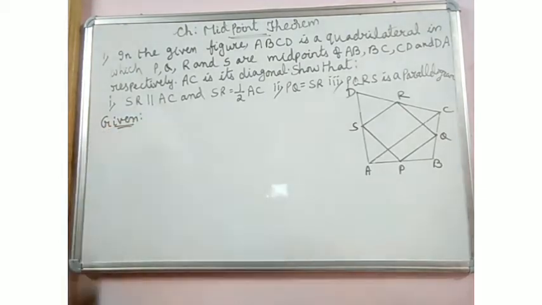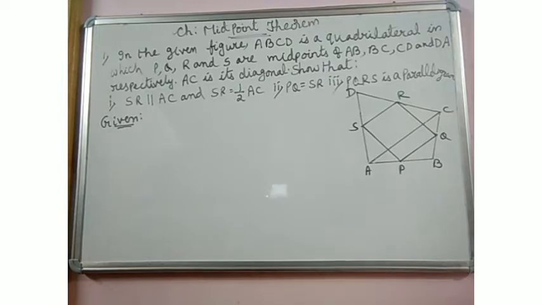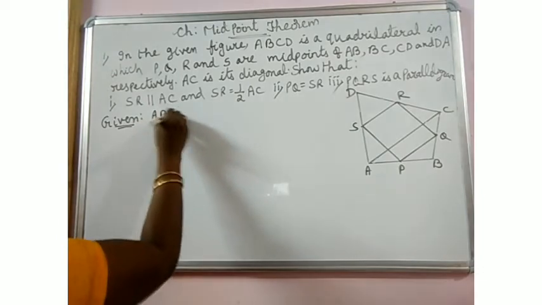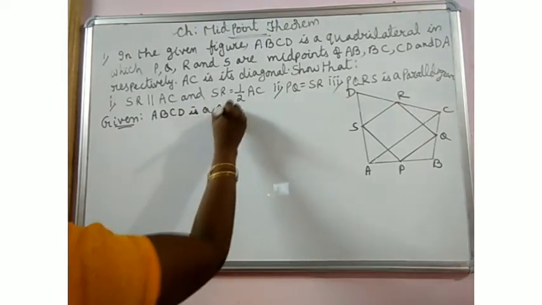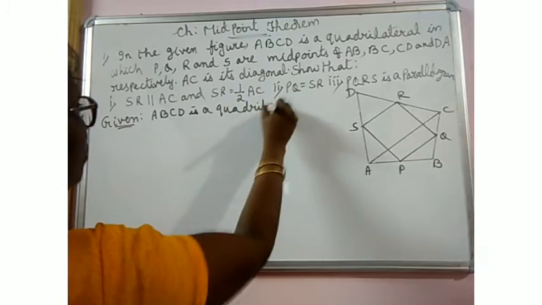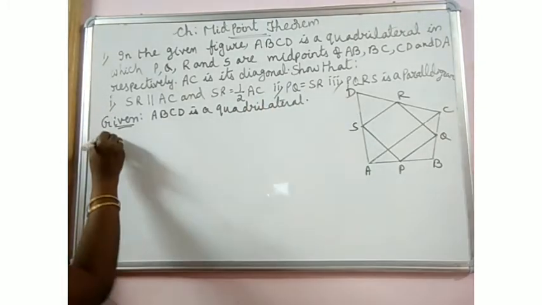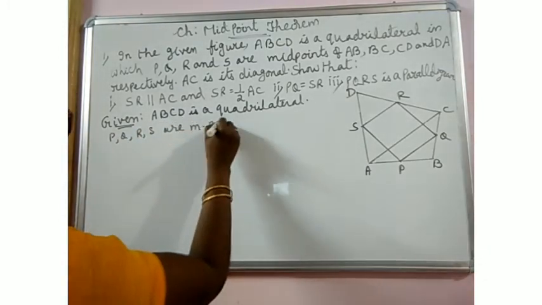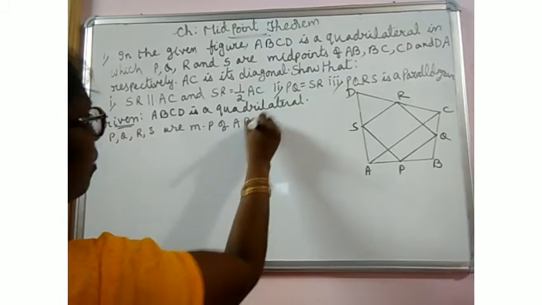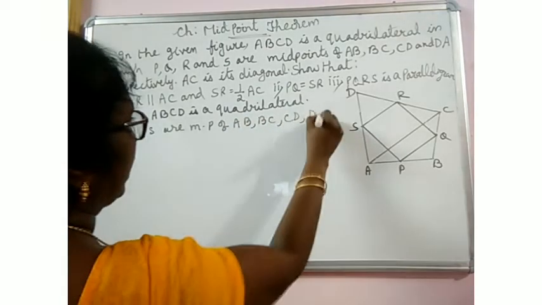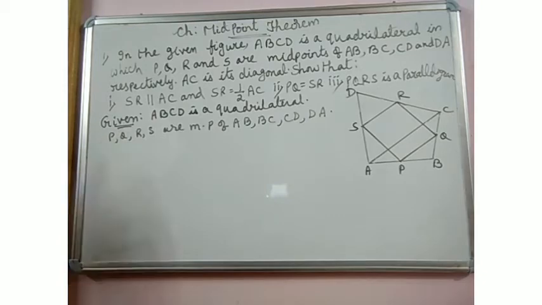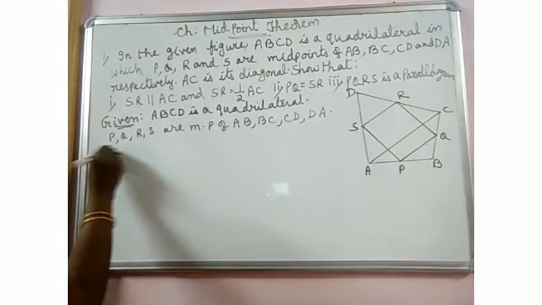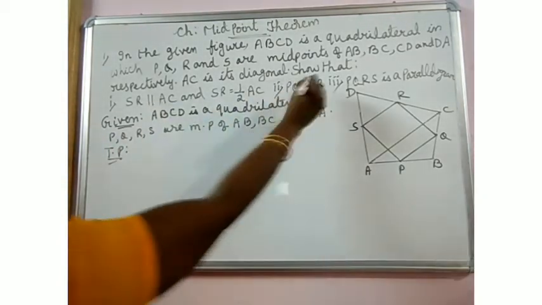Whenever you want to prove something, all the steps are to be written clearly. What is given, what to prove, you have to write. So what is given is ABCD is a quadrilateral, and P, Q, R, S are midpoints of AB, BC, CD, DA respectively. AC is the diagonal that is shown. And what you have to prove is, all these we have to prove.